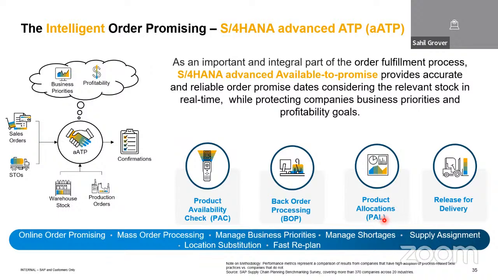Yes, you can, because you have this product allocation where you can see on which dates and which criteria the availability is affecting your products. And then we have the release for delivery. So you can also plan and then release these products accordingly.